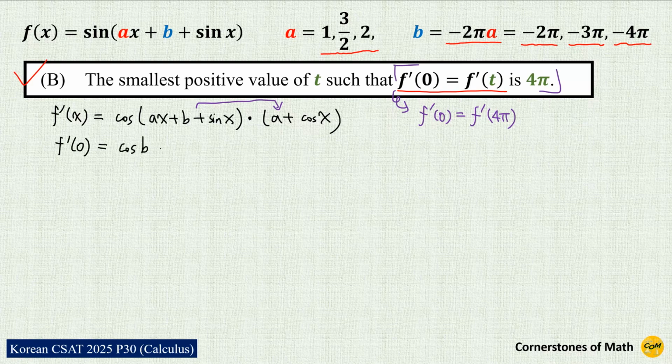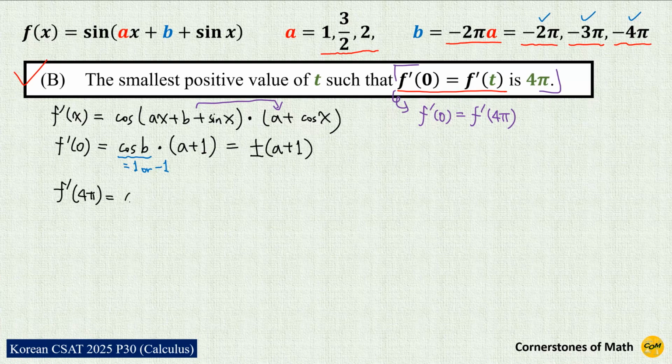cos b times (a + 1). And since b can only be integer multiples of π, the values that cos b can have are either 1 or -1. This means that f'(0) is either positive (a + 1) or negative (a + 1). What about f'(4π)?